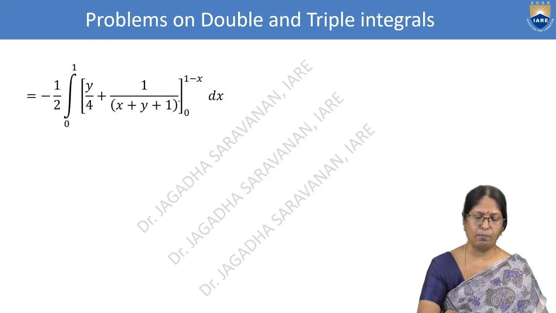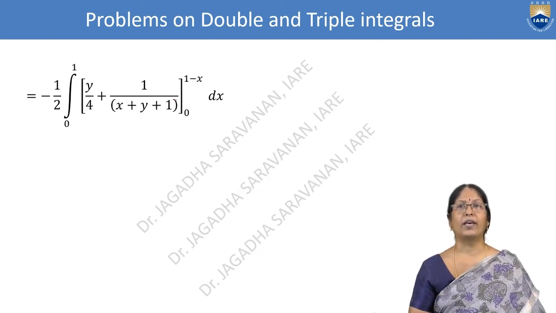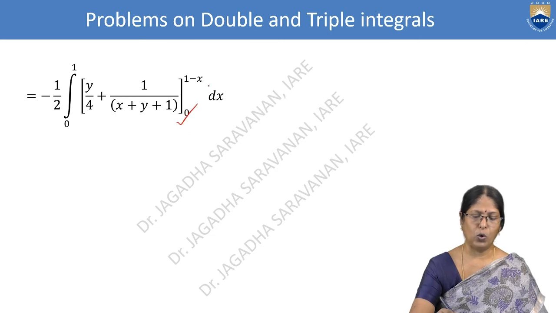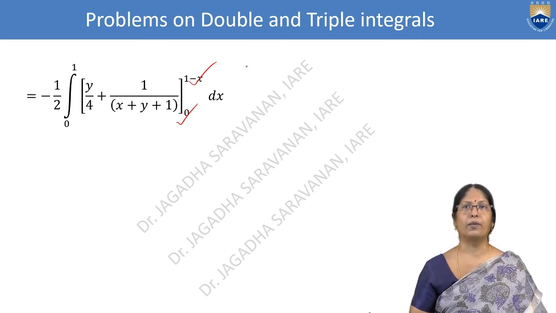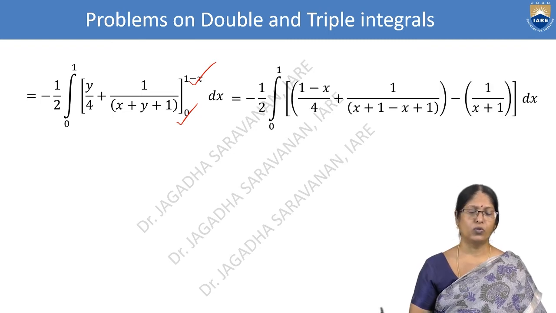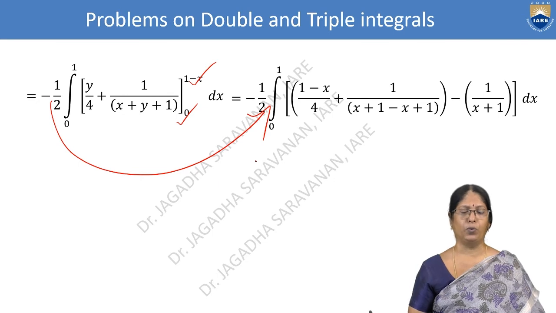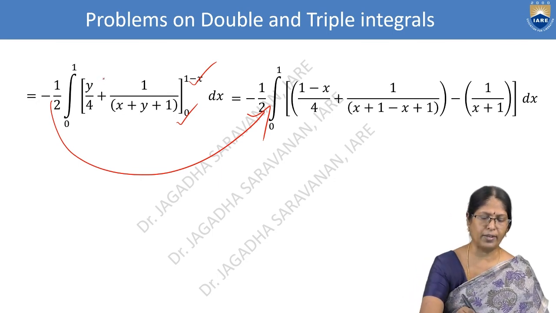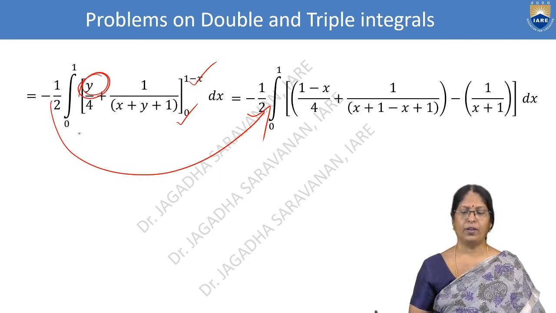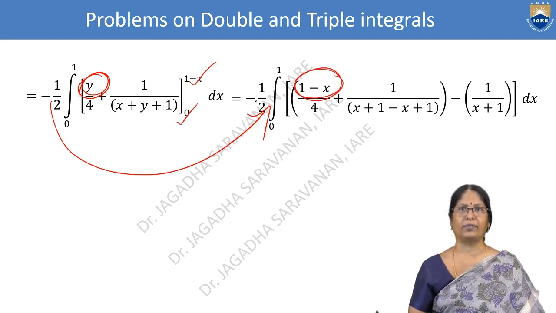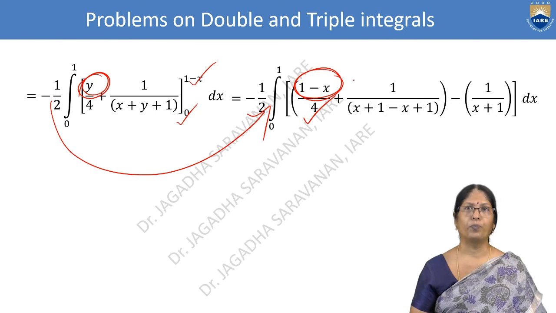So minus 1, but we have written that down, it has become plus 1 according to the exponential law. Now the lower limit is 0, upper limit is 1 minus x. So now we can see it here, minus 1 by 2. This y place, we substituted the upper limit, that is (1 minus x) by 4.